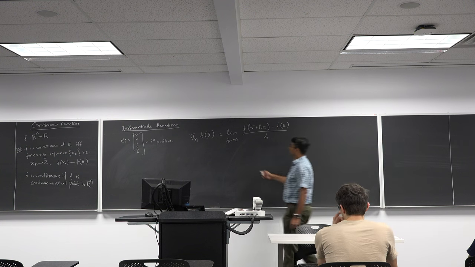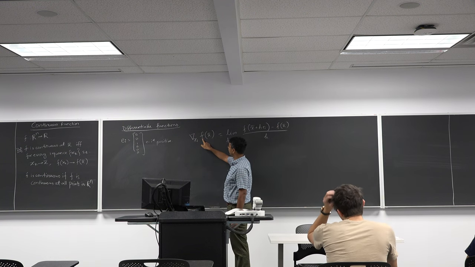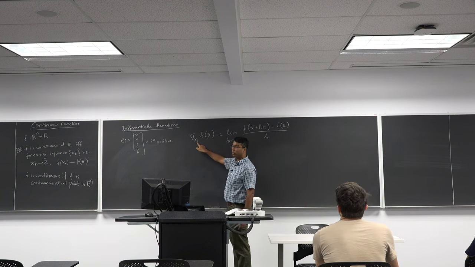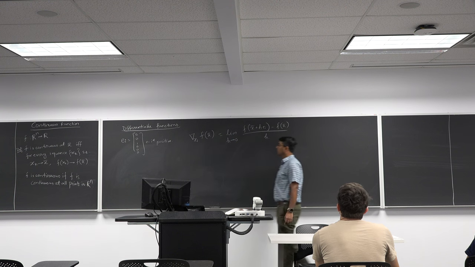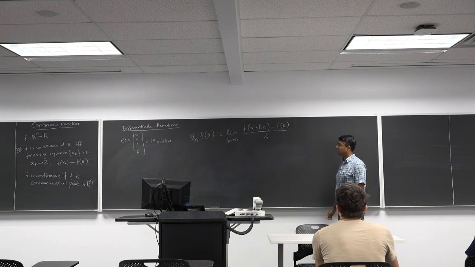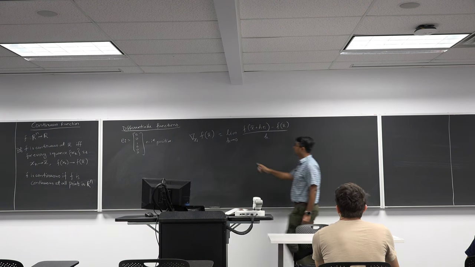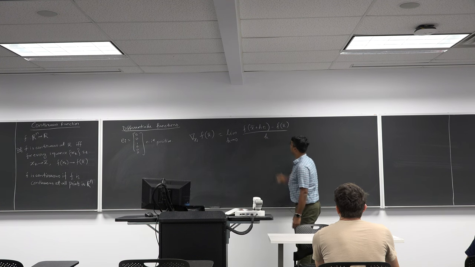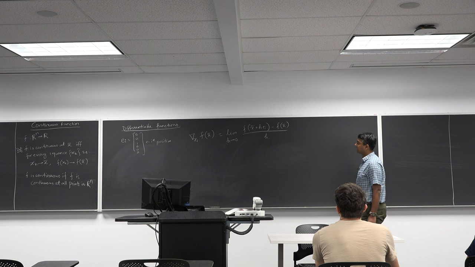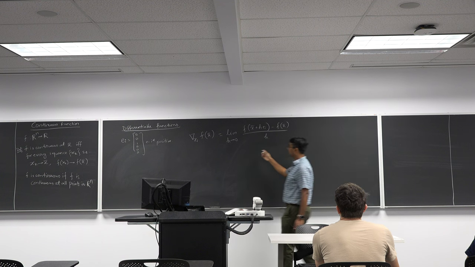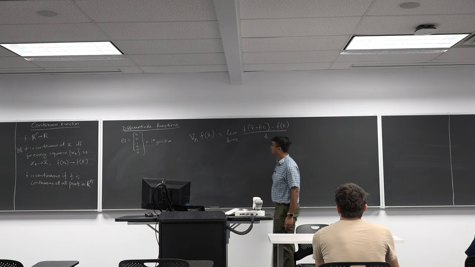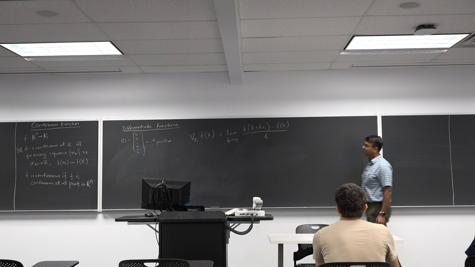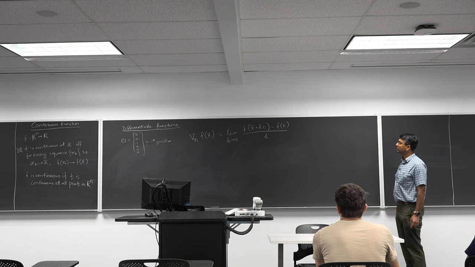So this is my function f. I want to differentiate only with respect to the ith component of x. And I'm going to evaluate it at x bar. This is the way to define the derivative of the function. I'm, of course, assuming the function is differentiable if this limit exists. If the limit does not exist, then, of course, the function is not differentiable.